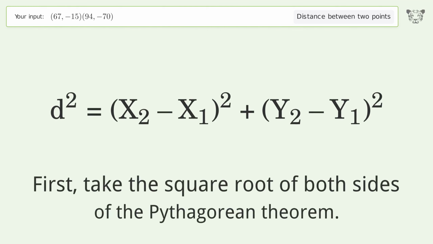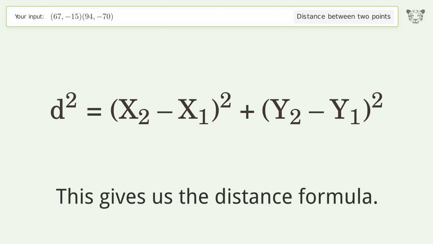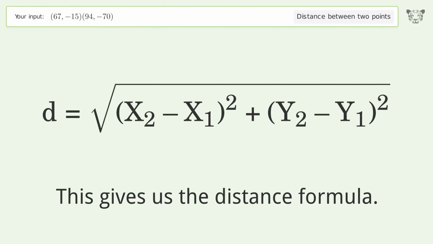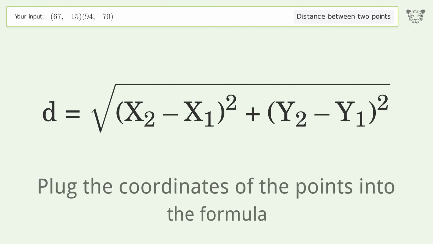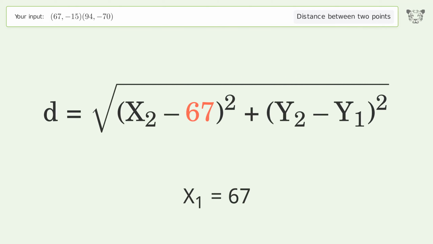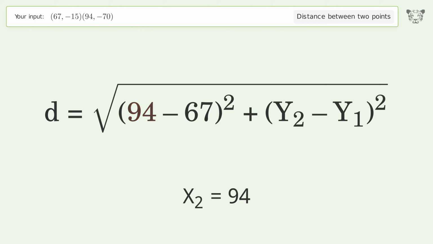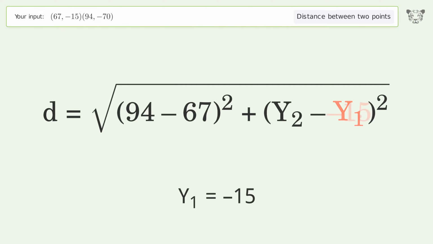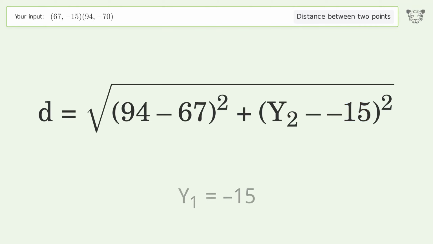First, take the square root of both sides of the Pythagorean theorem. This gives us the distance formula. Plug the coordinates of the points into the formula. x1 equals 67. x2 equals 94. y1 equals negative 15. y2 equals negative 70.